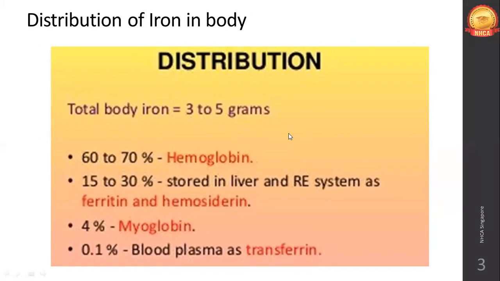15 to 30% is stored in the liver and the reticuloendothelial system. RE system means reticuloendothelial system. Those who are from the medical background, you can mention which organs come under this reticuloendothelial system, so that others will have an idea. Which major organs in your body are part of this reticuloendothelial system?